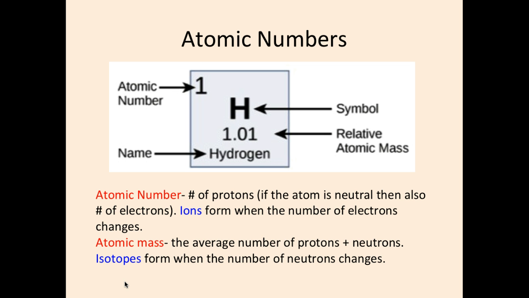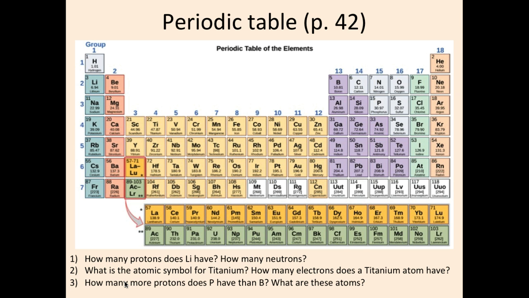So the symbol for hydrogen is a single capital H. As we look at the periodic table, and in your OER textbook, this periodic table is listed on page 42, we can learn some things about each of the atoms. So how many protons does Li have? If we go up into group 1, and this is period 2, we see the Li here, and this is the element lithium. How many protons does it have?